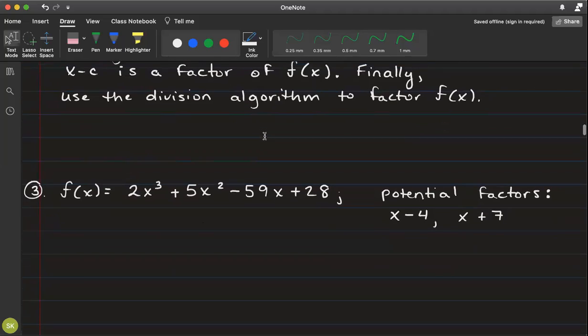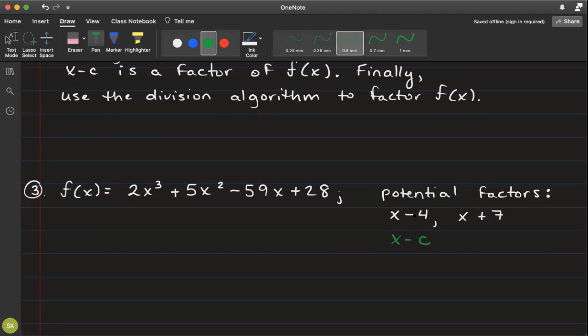So here I have f of x is 2x cubed plus 5x squared minus 59x plus 28. I want to determine if x minus 4 and x plus 7 are factors of this polynomial. Remember, we think of this as x minus c, and we take the c and plug it into the function. If we get 0, then there's no remainder, and it is a factor of the polynomial.